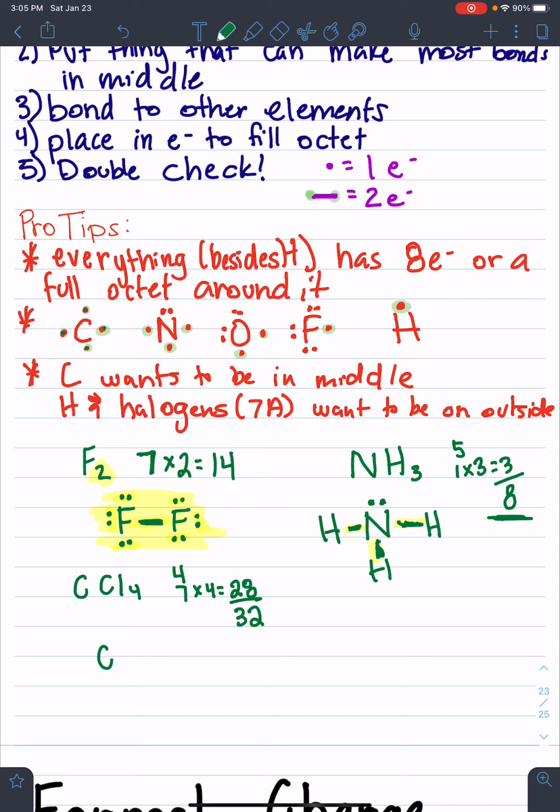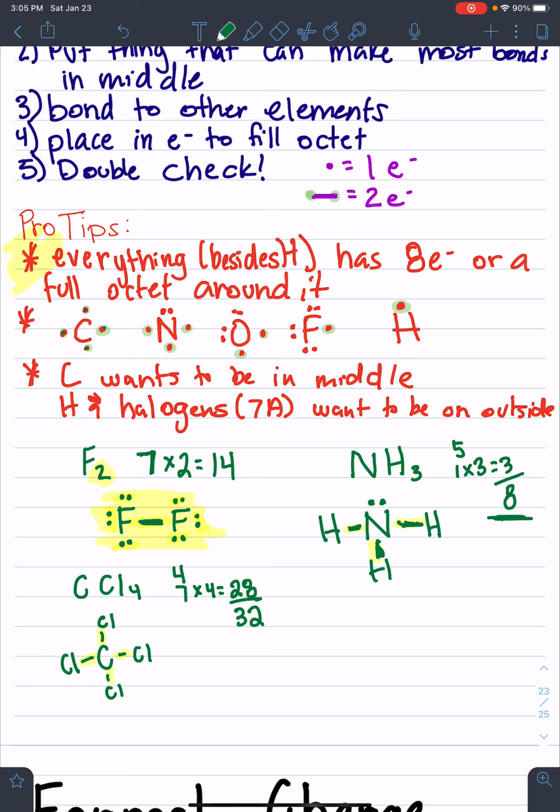We also know carbon wants to be bonded to 4 things, so we're going to bond it to 4 Cls, because we have 4 Cls to use. Now you'll notice that carbon, remember, everything wants to get 8 electrons or a full octet around it. So carbon has 2, 4, 6, 8. So carbon is happy and full right now.